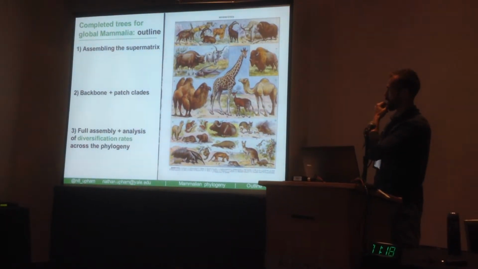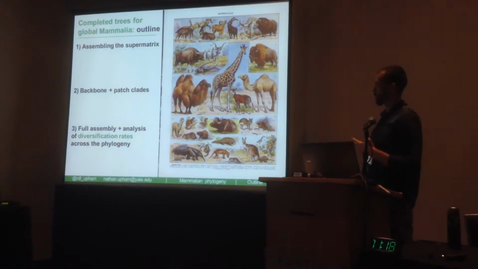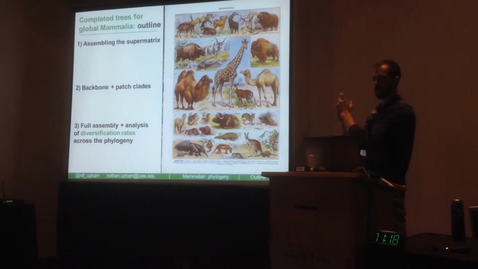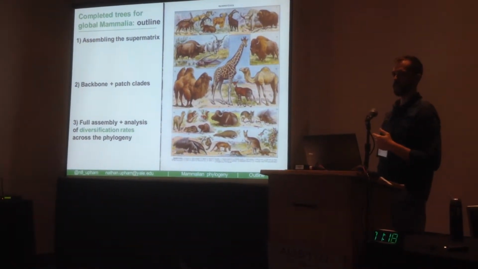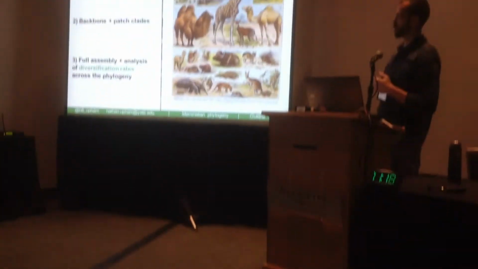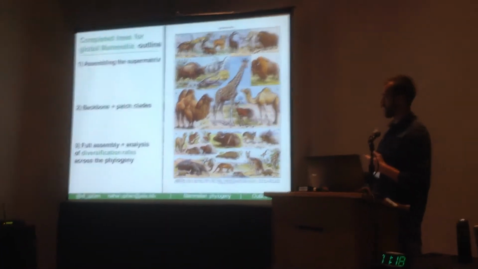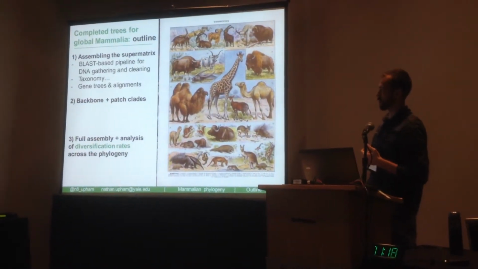And so, I'll talk a little bit first about how we assembled this large DNA supermatrix, and then this two-step tree building approach of using a backbone and patch clades that was first developed in the bird tree of 2012 by my supervisor, Walter Jetz. And then talking about some analyses of diversification rates on this tree.